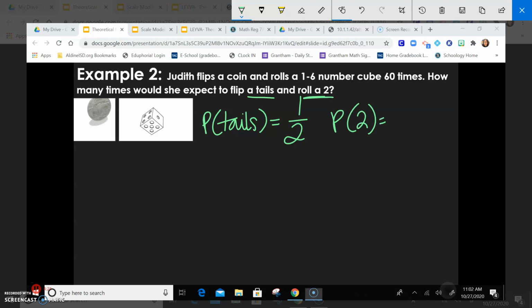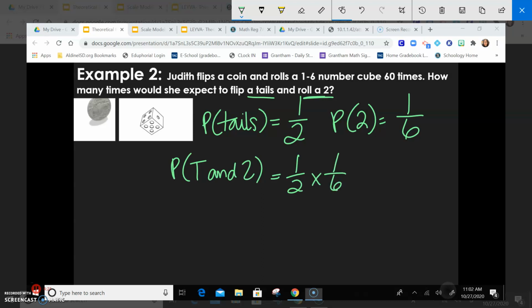So if I look at a dice, how many sides have 2 dots or the number 2 on it? Well, there's only one number 2 on there out of 6 total sides. So my chance of landing on a 2 is 1 out of 6. So remember, with compound events, once you have the probability for both events happening individually, you're going to take those two probabilities and you're going to multiply them. So the probability of tails and a 2 would be 1/2 times 1 out of 6.